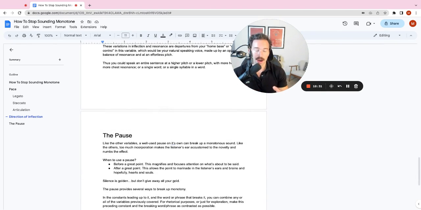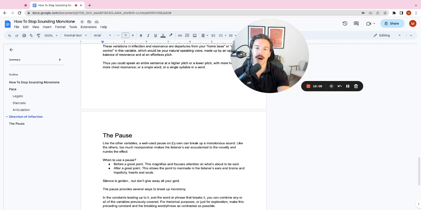Now, if we talk about the pause, this is a good way of seeing how all of these variables can be shown at once. Like the other variables, a well-used pause on its own can break up a monotonous sound. Also, like the others, too much incorporation makes the listener's ear accustomed to the novelty and numbs the effect. So, when do we use a pause? Before a great point. This is going to magnify and focus attention on what's about to be said.